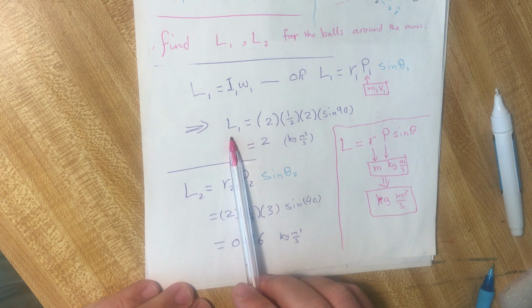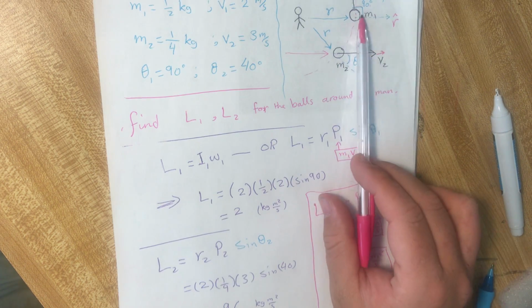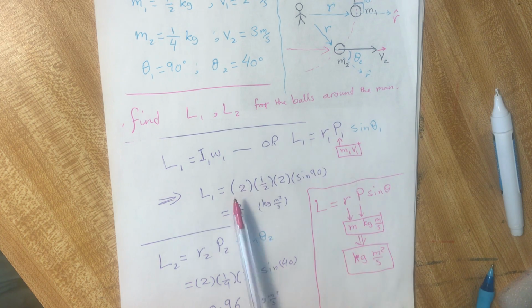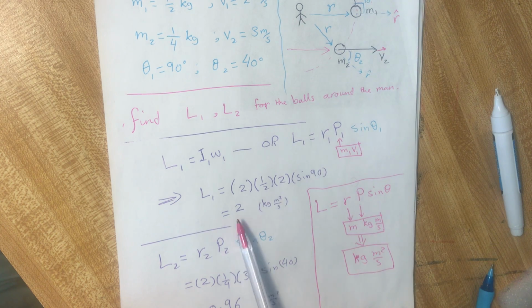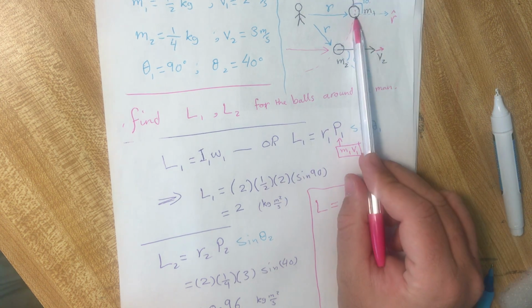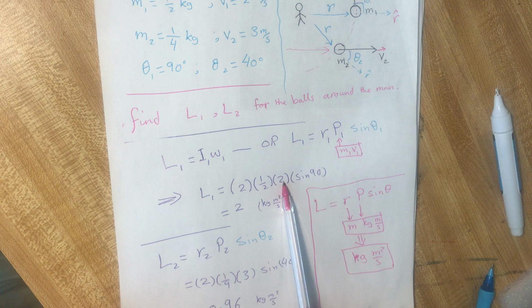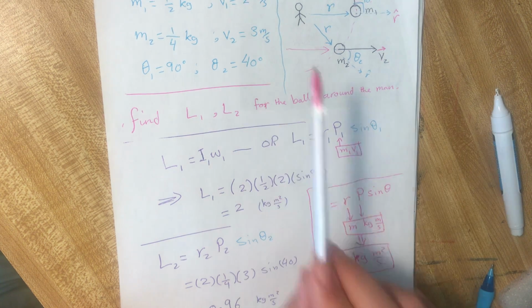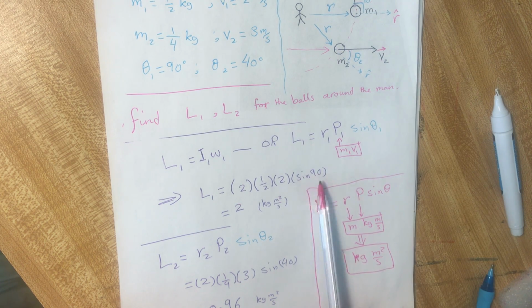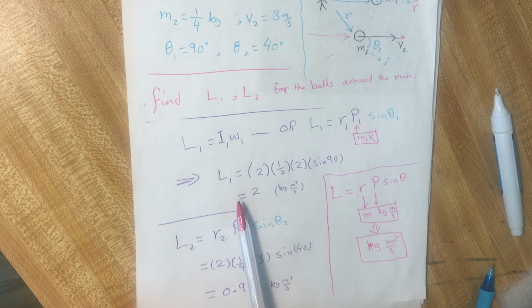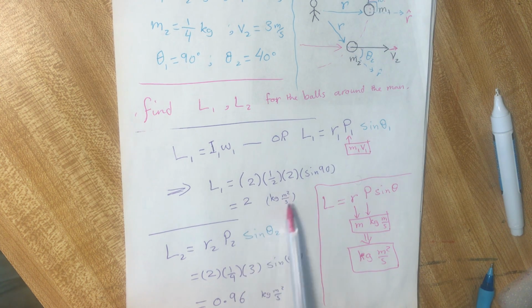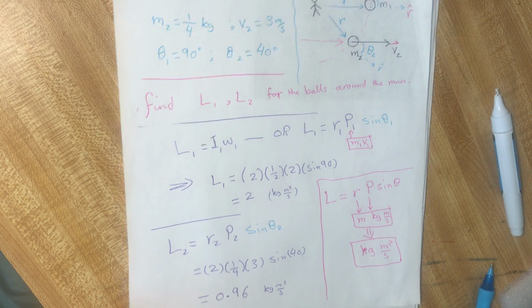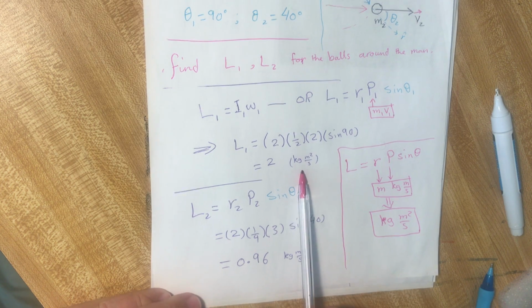Okay, let us solve for L1 for the first ball. r is 2 meters. The momentum p is equal to mv. The mass is half a kilogram for the first one. Its velocity is 2, as given. Theta is 90, so sine theta is 1. So the angular momentum for the first ball is 2 kilogram meter squared per second. We will see how we find this unit.